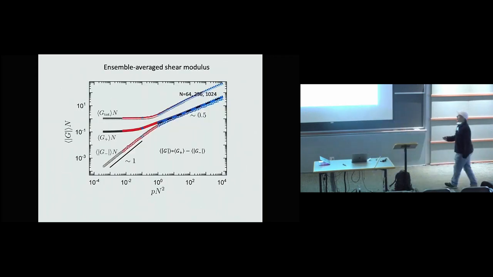So here I'm doing something that I said I wouldn't do. It's the ensemble average curve. Since some of the shear moduli can go negative, I need to talk about that. Here's the ensemble average for just those configurations that have positive moduli. And then this is the absolute value of the shear moduli that can be negative. The total shear modulus is just the difference between the two.